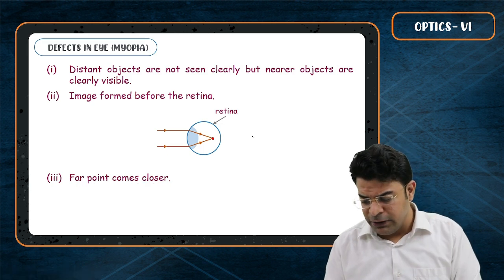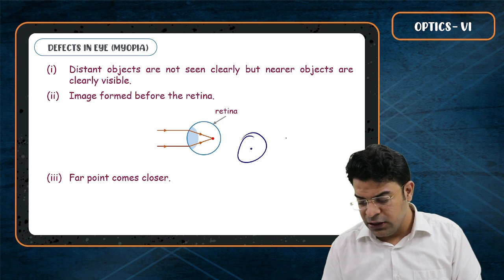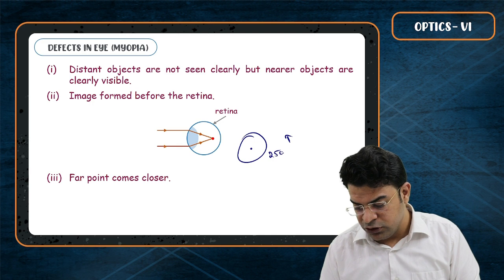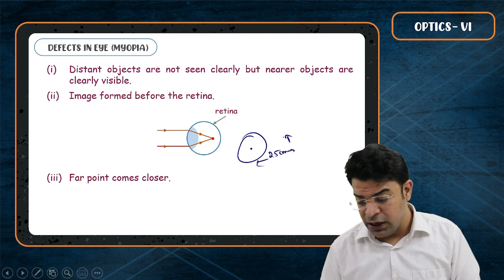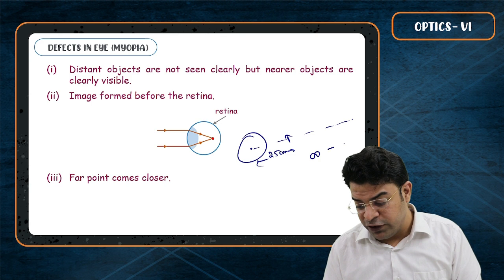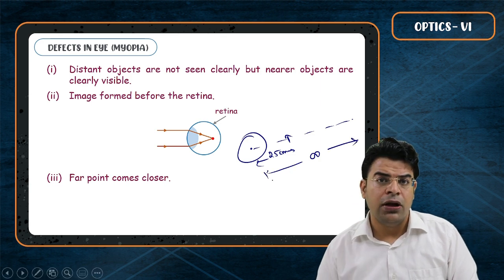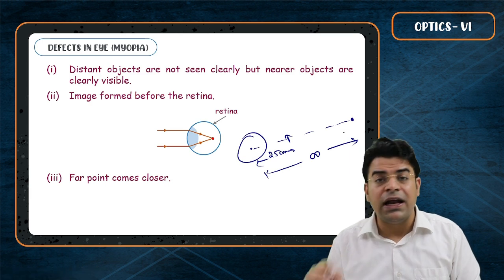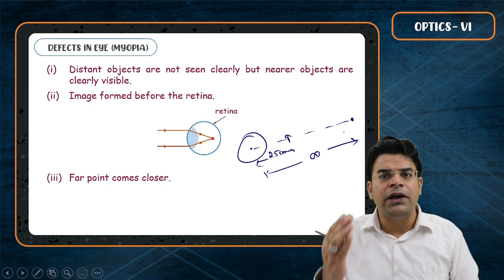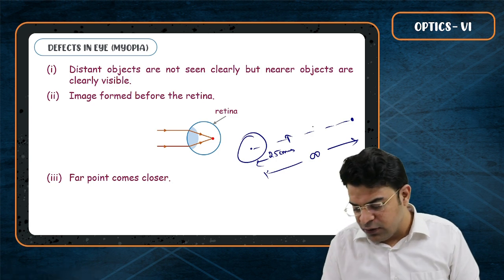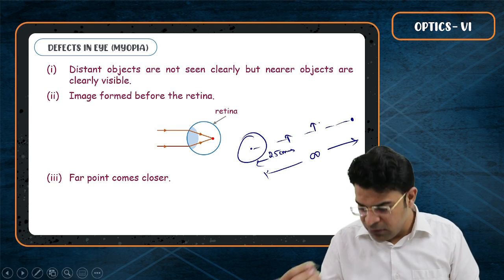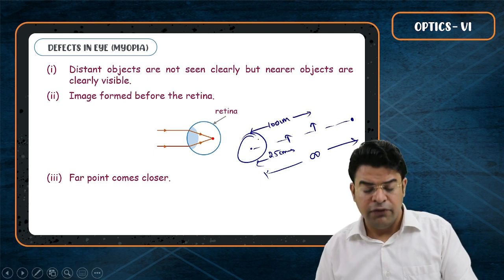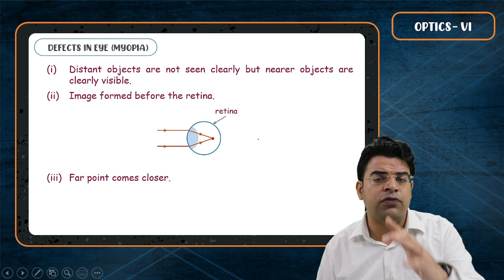For a healthy human eye, you need to understand that the distance of distinct vision is 25 centimeter. So the near point is at 25 centimeter and the far point is at infinity for a healthy human eye. But for the people suffering from myopia, their far point is not at infinity anymore. Their far point has come closer to the eye. So their far point is something like at a distance of 100 centimeter or let's say 200 centimeter. We will even understand what will be the power for different people.